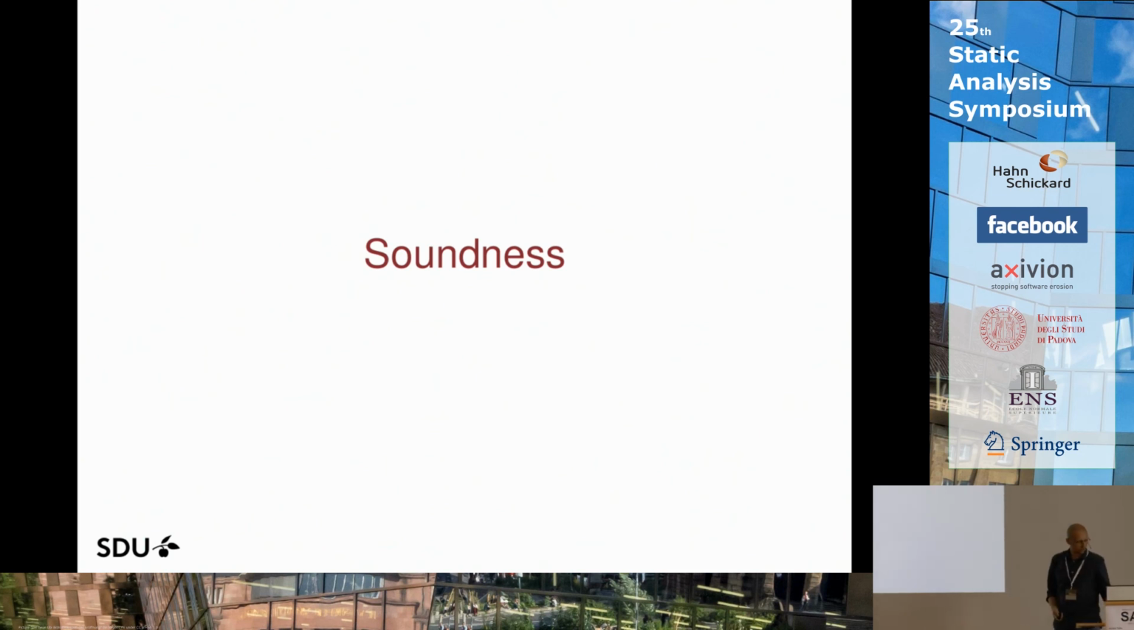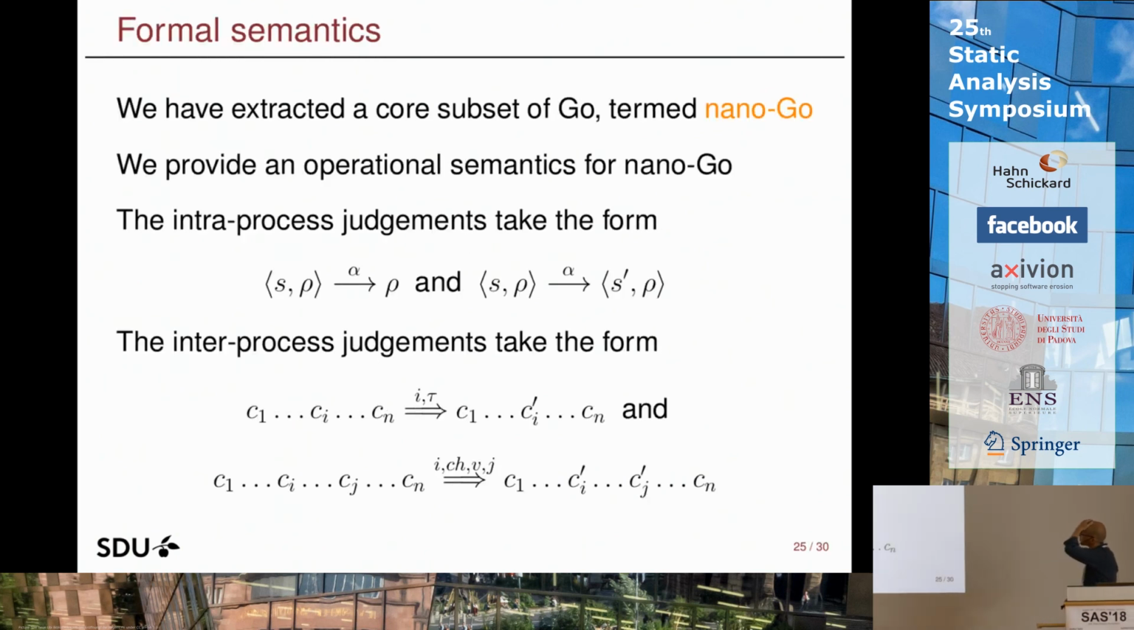Soundness, well, I only get 23 minutes? So one of the biggest challenges of this work was coming up with a name, right? So the Go subset, we are not the first to carve out a subset, and some of the others that came first had a bigger subset, so we had to come up with an even smaller name, right? So that's the Nano Go name.